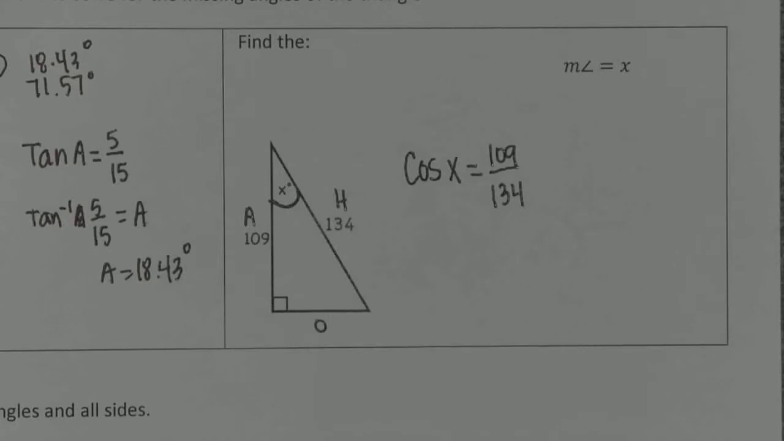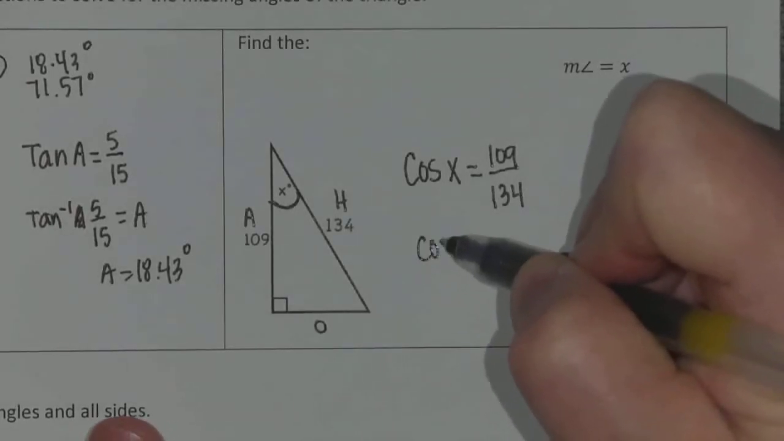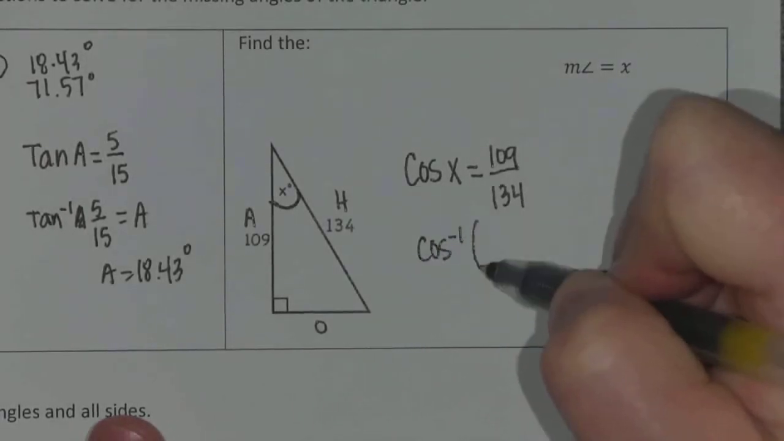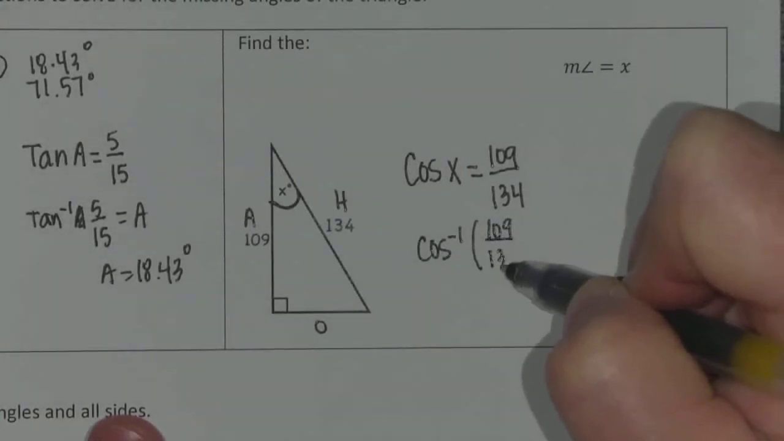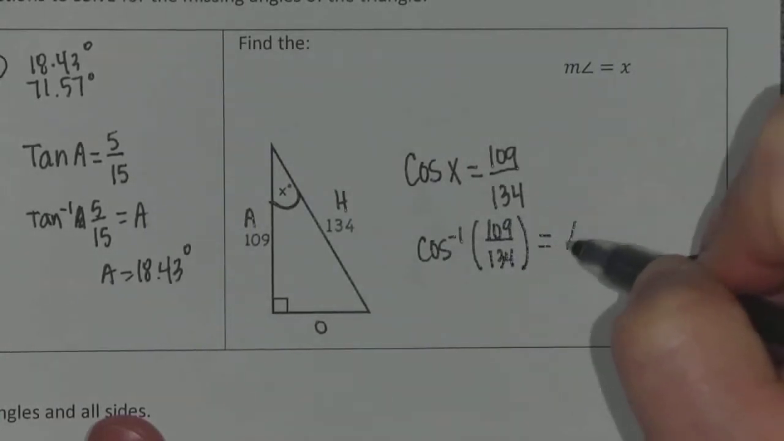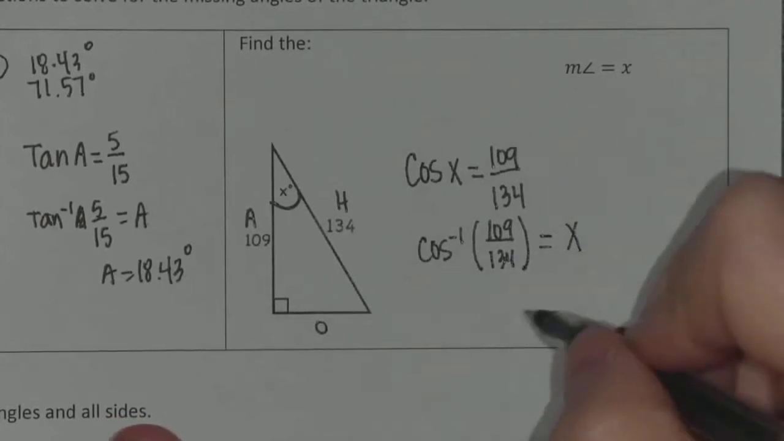Okay, how do I find the angle? I have to get rid of the cosine. How do I undo a cosine? Cosine, I do, yep, the inverse cosine on the calculator. So I do the cosine -1 or the inverse cosine of 109 over 134. That will be equal to my angle.